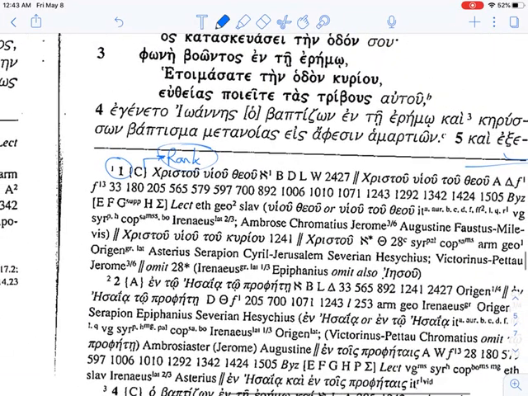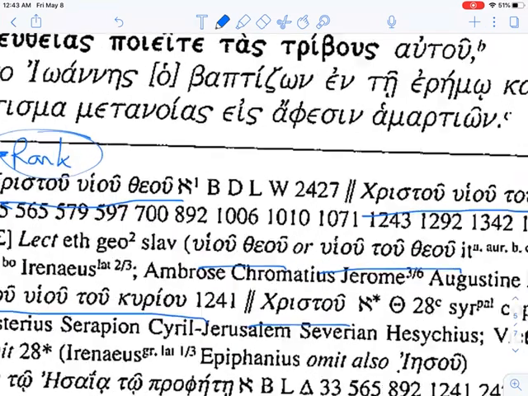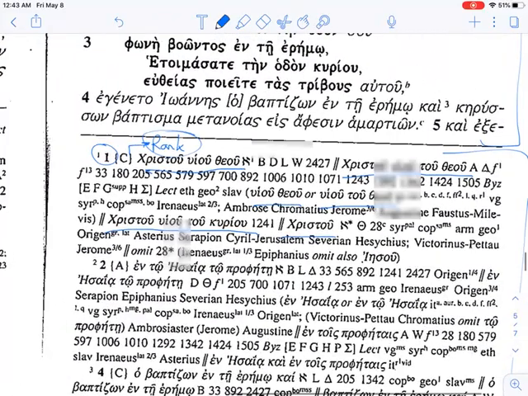After the rank, they list out the different possibilities. It could be Christou huiu theou, or Christou huiu tu theou, or huiu theou, or huiu tu theou, or Christou huiu tu Kyriou, or Christou. You get the idea. There's all these different versions of this verse, and these different manuscripts. That's what all these different letters and numbers are. They're different copies of Mark, and they all have these different ways that they say what the words are.